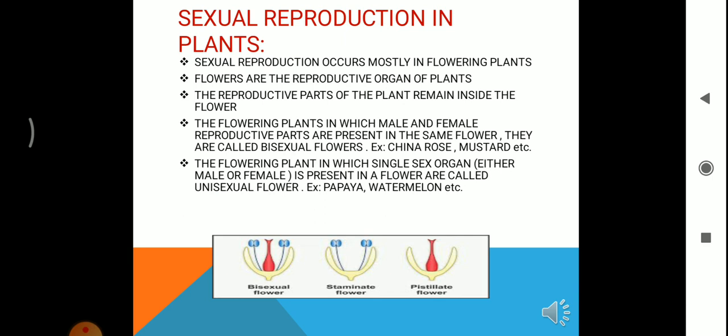The flowering plants in which male and female reproductive parts are present in the same flower are called bisexual or monoecious flowers. For example, China rose, mustard, etc. Whereas the flowering plants in which a single sex organ, either male or female, is present in a flower are called unisexual or dioecious flowers. For example, papaya, watermelon, etc.